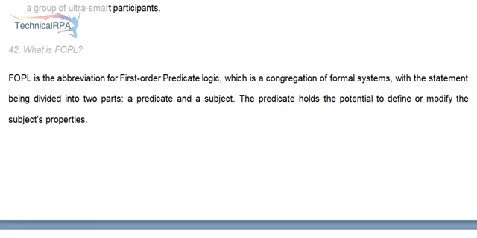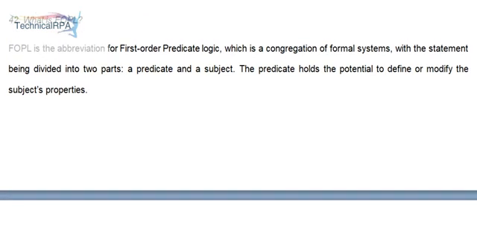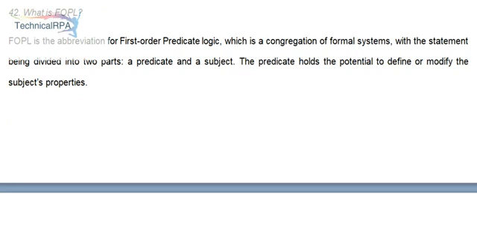42. What is FOPL? FOPL is the abbreviation for first-order predicate logic, which is a collection of formal systems, with a statement being divided into two parts, a predicate and a subject.